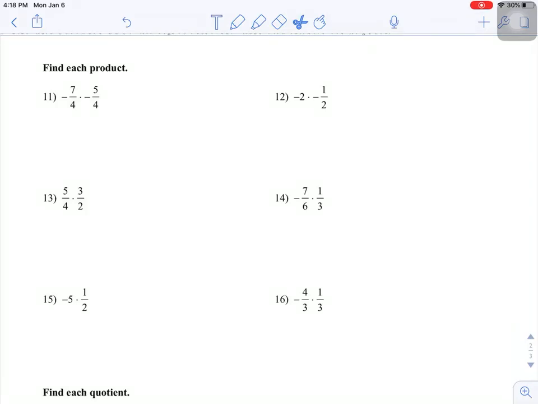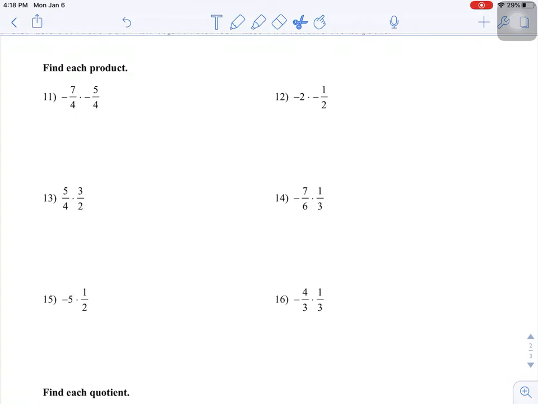So what happens when we need to either multiply or divide some fractions? Let's start with the easy part. You do not need a common denominator for either multiplication or division. It does not matter. Okay, so I'm going to take a look at problem number 11.